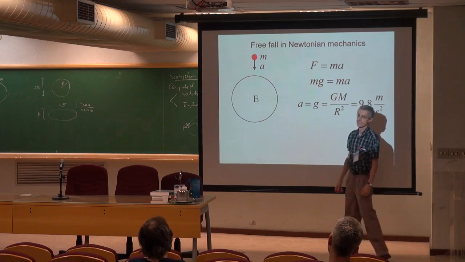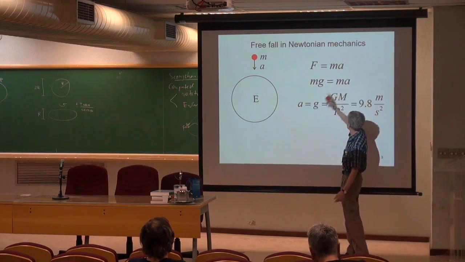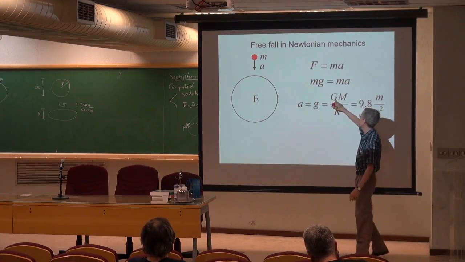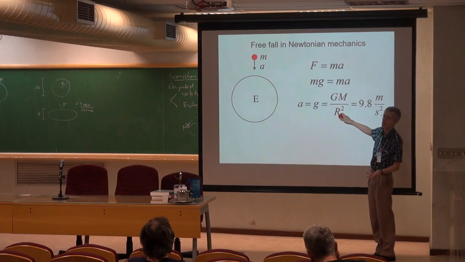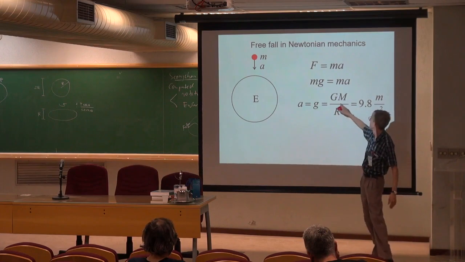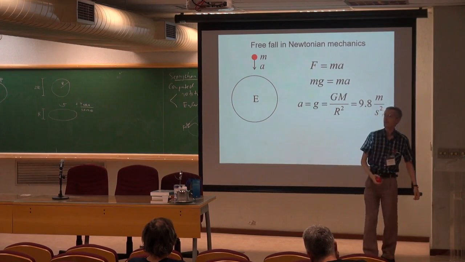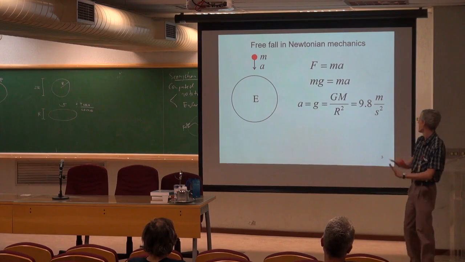The two masses cancel, and if I obtain the acceleration, it will be the small g, which is capital G times the mass of the earth divided by the square of the radius of the earth. When we plug in the value of G, the mass of the earth, and the radius of the earth, we obtain 9.8 meters per second squared. Perfect.